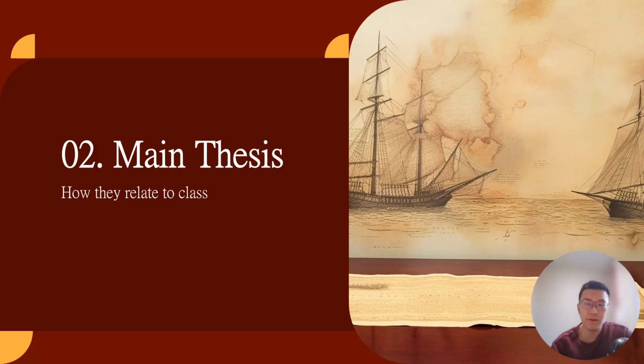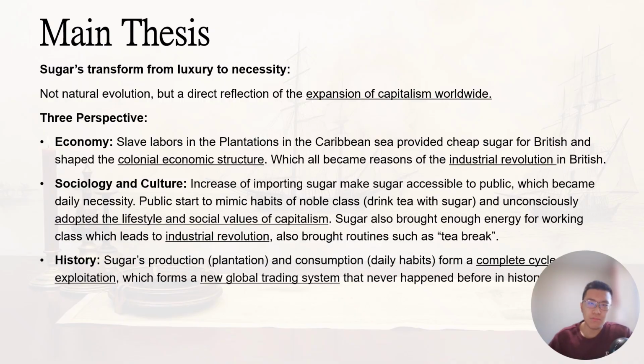And let's move on to the second part, main thesis. And how do those theses relate to things we learn in the class? So the book's main thesis is sugar's transformation from a luxury to a daily necessity. Before I introduce the main thesis, I think we all need to know that this transformation is not a natural evolution, it's a direct reflection of the expansion of capitalism around the world. So it's not a natural process, but instead is a process that humans caused.